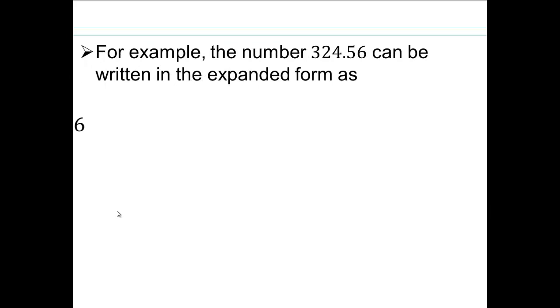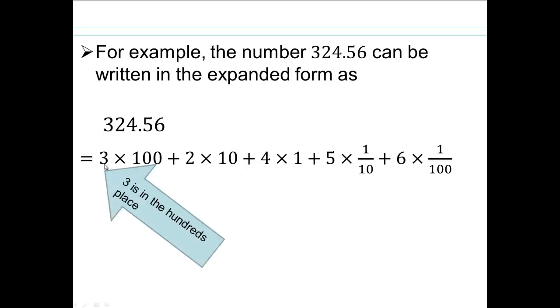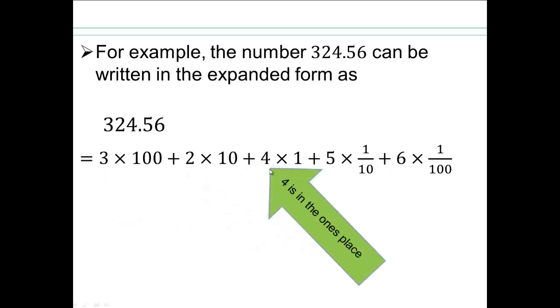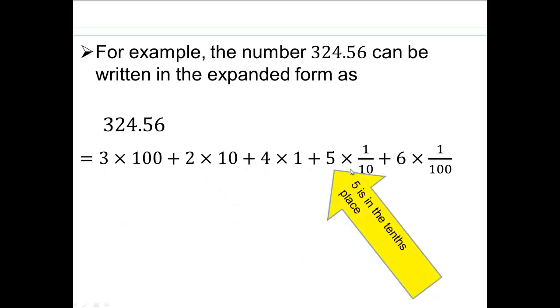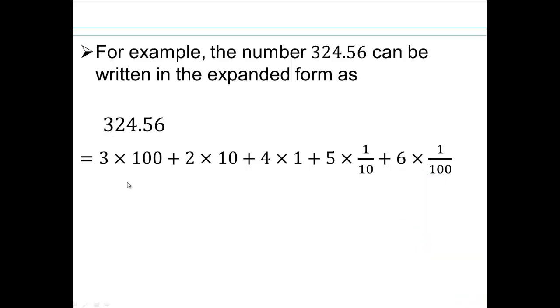So, for example, if you have the number 324.56 in the expanded form, it will look like this. And it is very important that you understand the place values of each of these digits. So, for example, this 3 is considered to be in the hundreds place, 2 is in the tens place, 4 is in the ones place, 5 is in the tenths place, and 6 is in the hundredths place. So it's important you recognize what each of these place values represent.